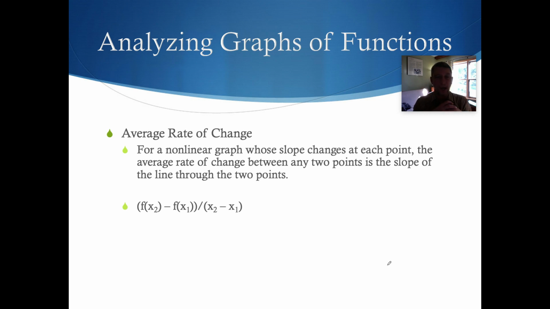The average rate of change for a nonlinear graph whose slope changes at each point, right? Because anytime you're looking at a curve, the slope is not constant. So for a nonlinear graph whose slope changes at each point, the average rate of change between any 2 points is the slope of the line through the 2 points. And so we use the slope formula, right? This is really y2 minus y1 divided by x2 minus x1. That's the slope formula, and that gives you what we call the average rate of change for the graph of a function. Okay, so keep that formula in mind.